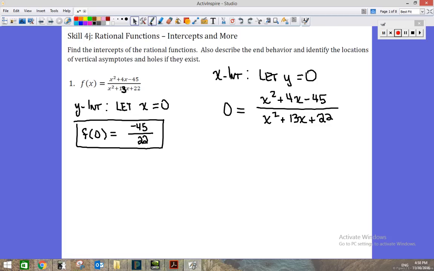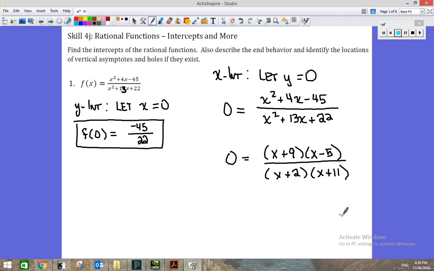Alright, so if I factor my numerator, I've got x plus 9 times x minus 5. In the denominator I've got x plus 2 times x plus 11. Alright, so nothing cancels. So if this does reduce to 0, it's because of the numerator. And I am not concerned about negative 9 causing division by 0, nor am I concerned about positive 5. So these are my x-intercepts.